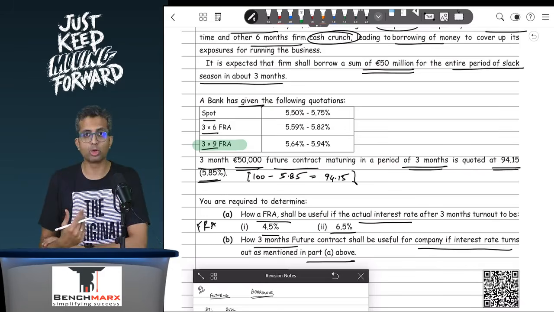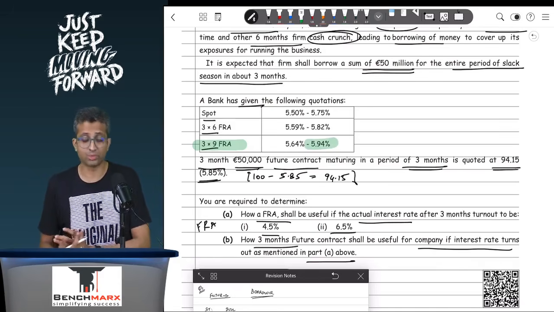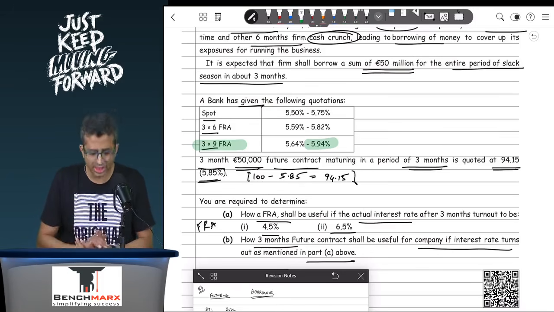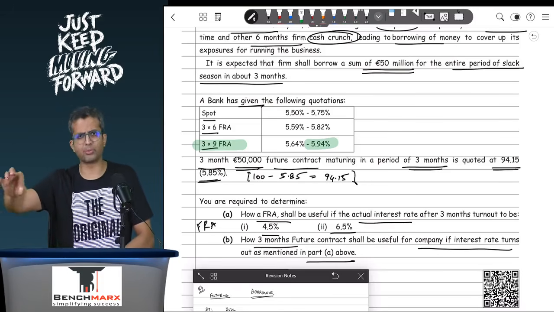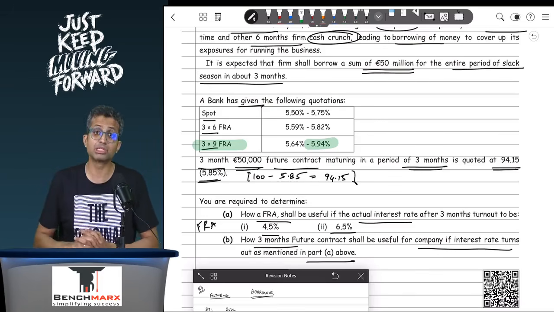But are you a borrower or a lender? Sir, we are a borrower, and hence the relevant rate is 5.94%. So the relevant rate is 5.94% over here under the FRA. Now assuming FRA is also net settled. If the FRA is gross settled, it is the easiest, in which case you will directly take 50 million euro into 5.94% into 6 by 12. But if the FRA is also net settled, then you will have to go to the spot market.